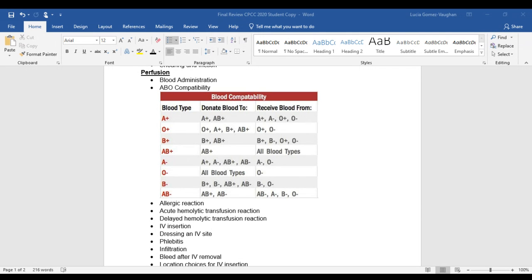IV catheters can stay in place for 72 to 96 hours. When I'm going to insert an IV, I'm going to cleanse the site and I'm going to allow it to air dry. I don't dry it with anything. I don't dry it with a gauze. I don't fan it or blow on it to expedite drying, because then I'm just going to contaminate the site that I just cleaned.